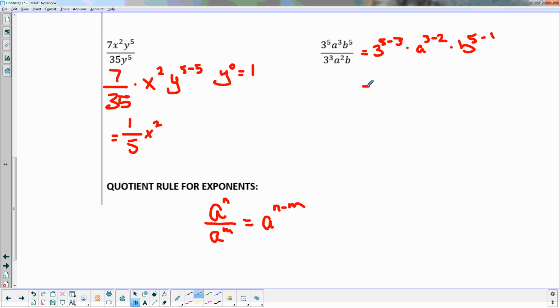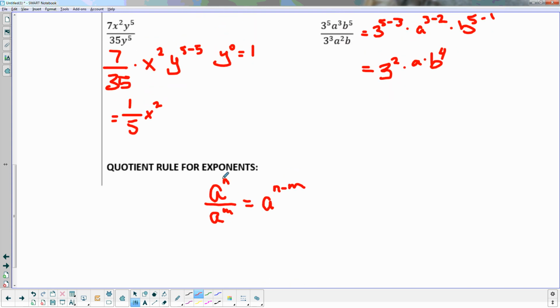On the second one, I have 3 to the 5 minus 3, which is just going to be 3 squared. a to the 3 minus 2 is just going to be a, and b to the 5 minus 1 will be b to the 4th. Okay? And that's all we have today.